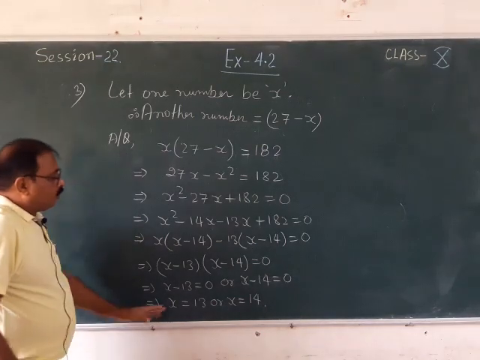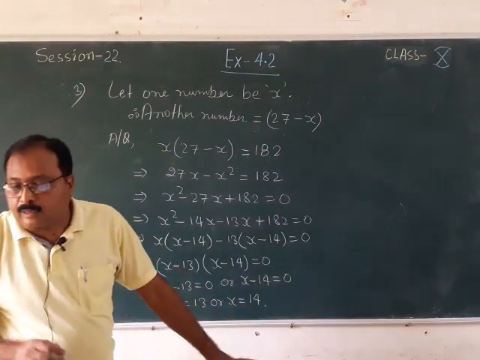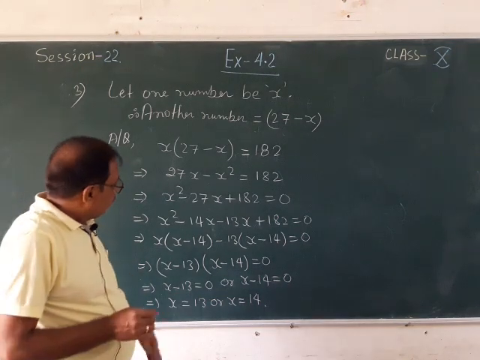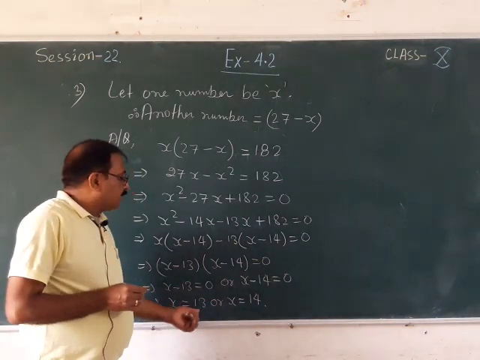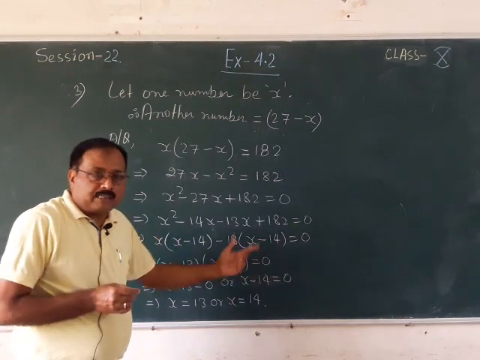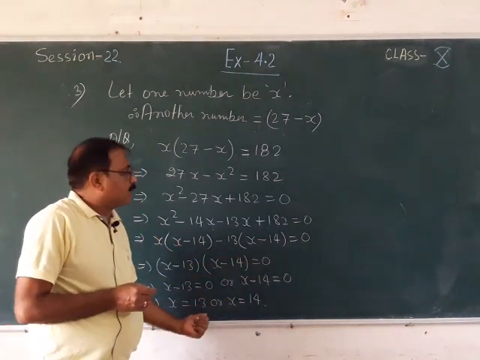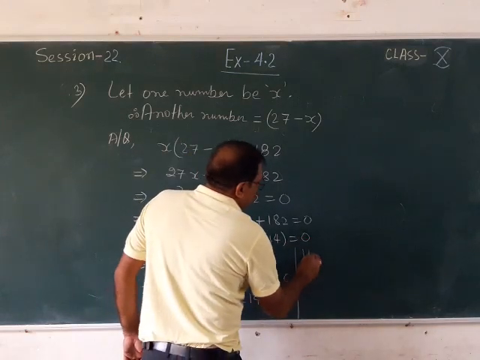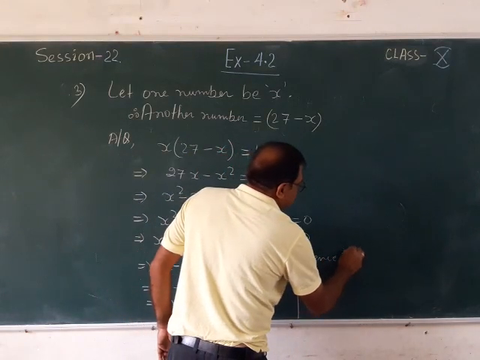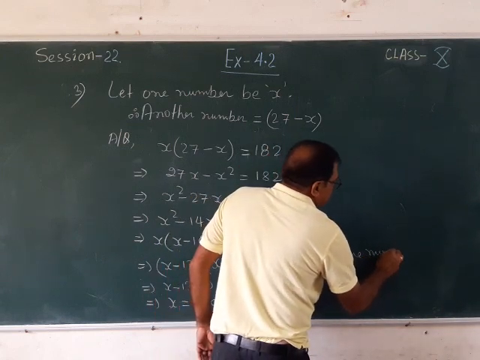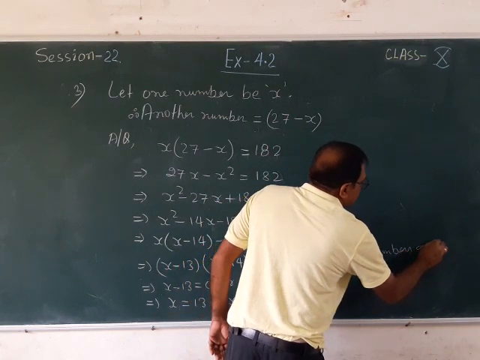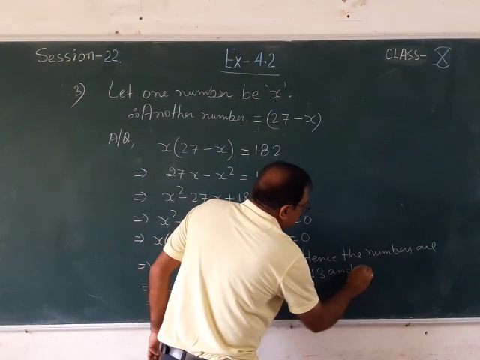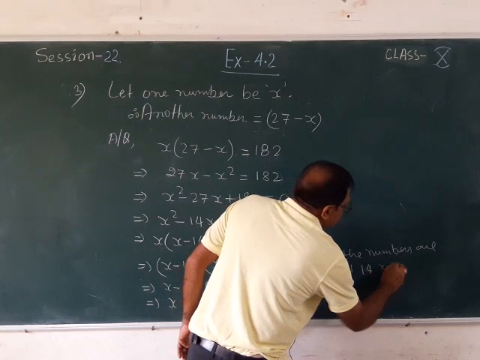So the value of x is 13 or 14. So you can write, hence the numbers are 13 and 14. Because if one number is 13, then another will be 14. If the first number is 14, then the second number will be 13. So directly you can write the answer here. Hence the numbers are 13 and 14 respectively.